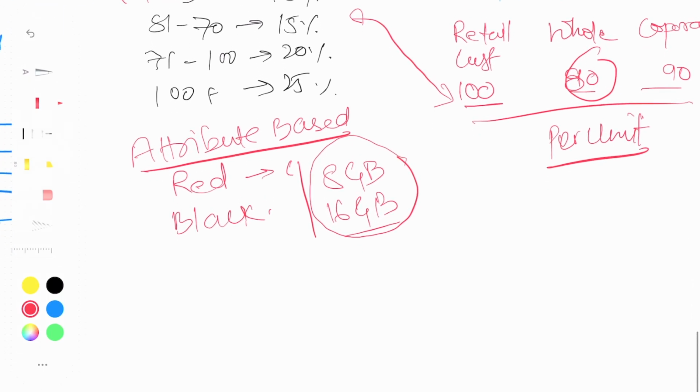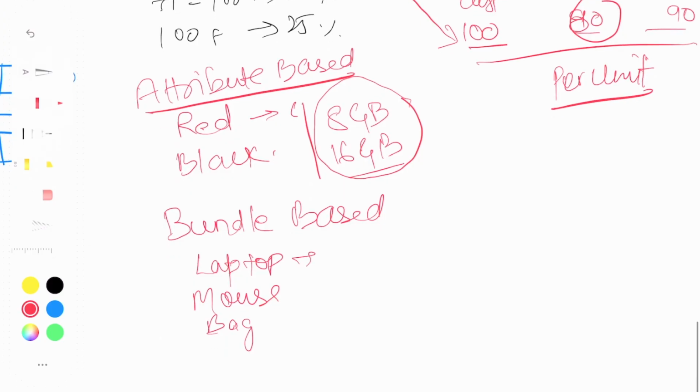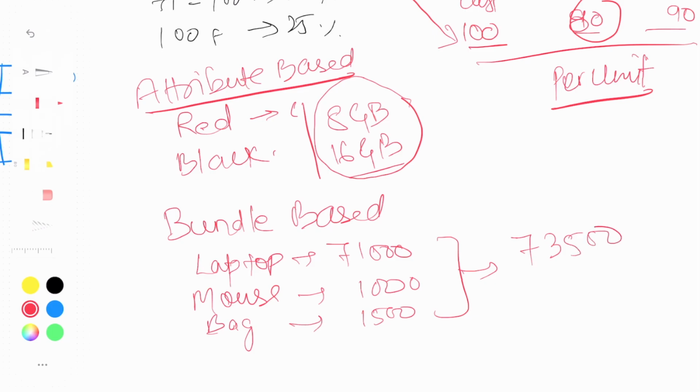Or the third one is bundle based. Bundle based is something like, let's suppose you have to purchase a laptop, mouse, and a bag. Laptop costs 71,000, mouse costs let's suppose 1,000, bag costs 1,500. So the total will be 73,500. That is the total cost.